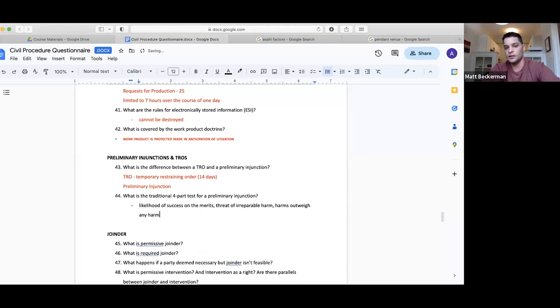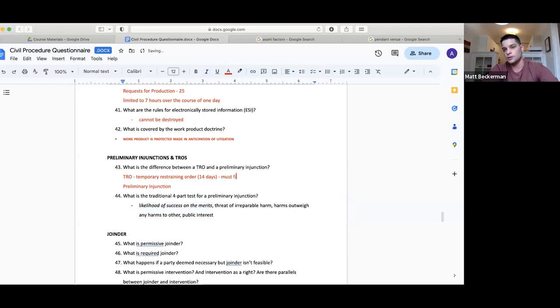And then the public interest, which is kind of like, no one really knows what that means. It's kind of whatever the court wants it to be. But the most important factor is likelihood of success. Because if it's not clear that you'll succeed in the case later on, then they probably won't order the injunction.